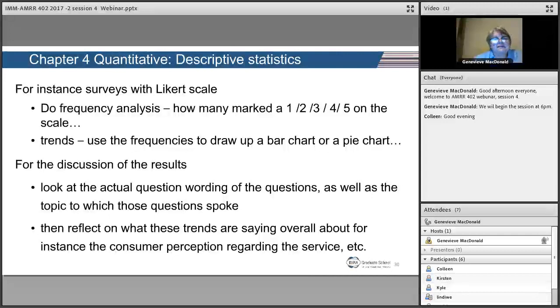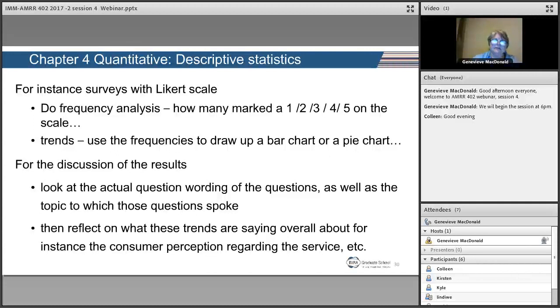Now, if we look at the descriptive statistics, the simpler version of actually looking at your results. Say, for instance, you did surveys with the Likert scale. There you do the frequency analysis, how many marked a 1, 2, 3, or 4 on the scale, and that indicates trends, overall more positive or negative, or even spread across those. And you use those frequencies to draw up a bar chart, pie chart, whatever you decide to do.